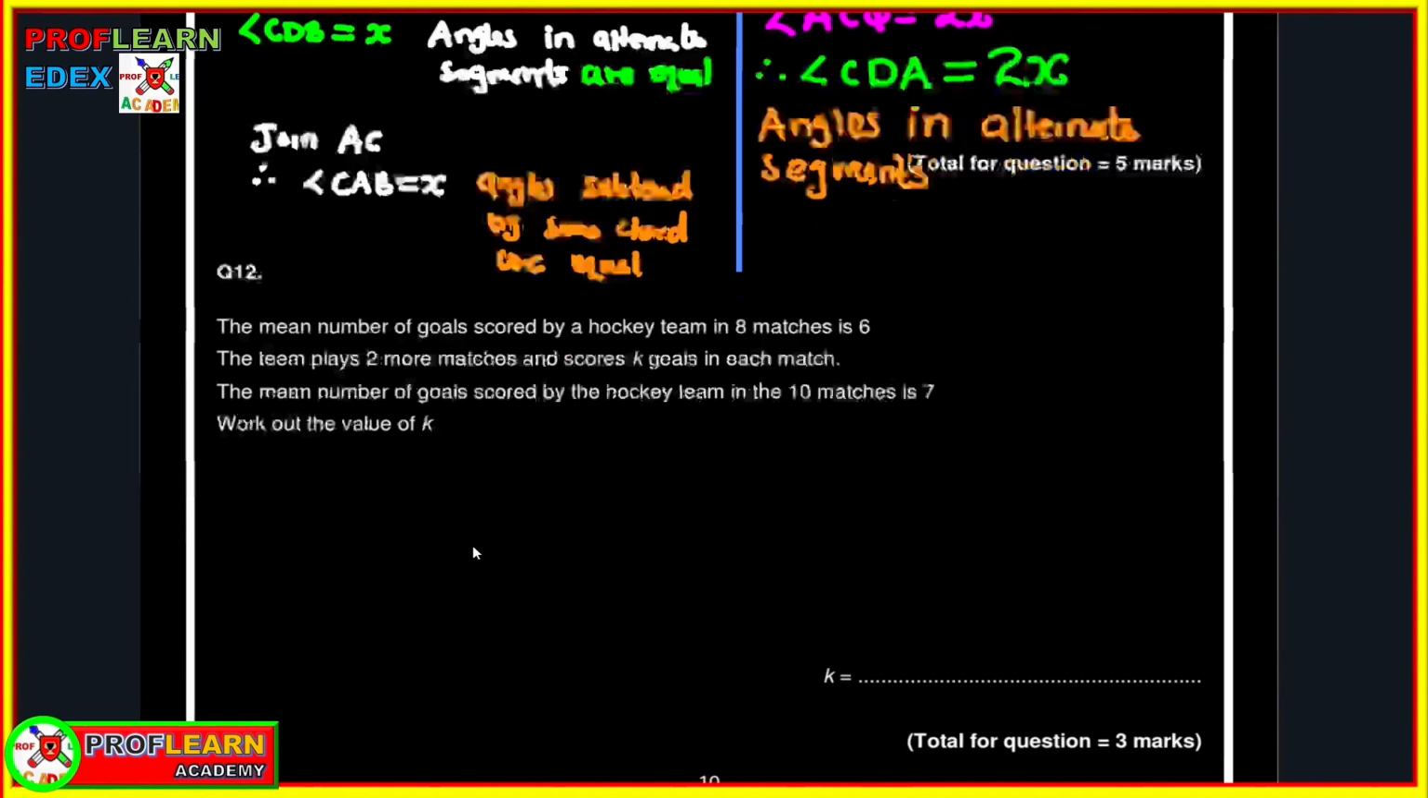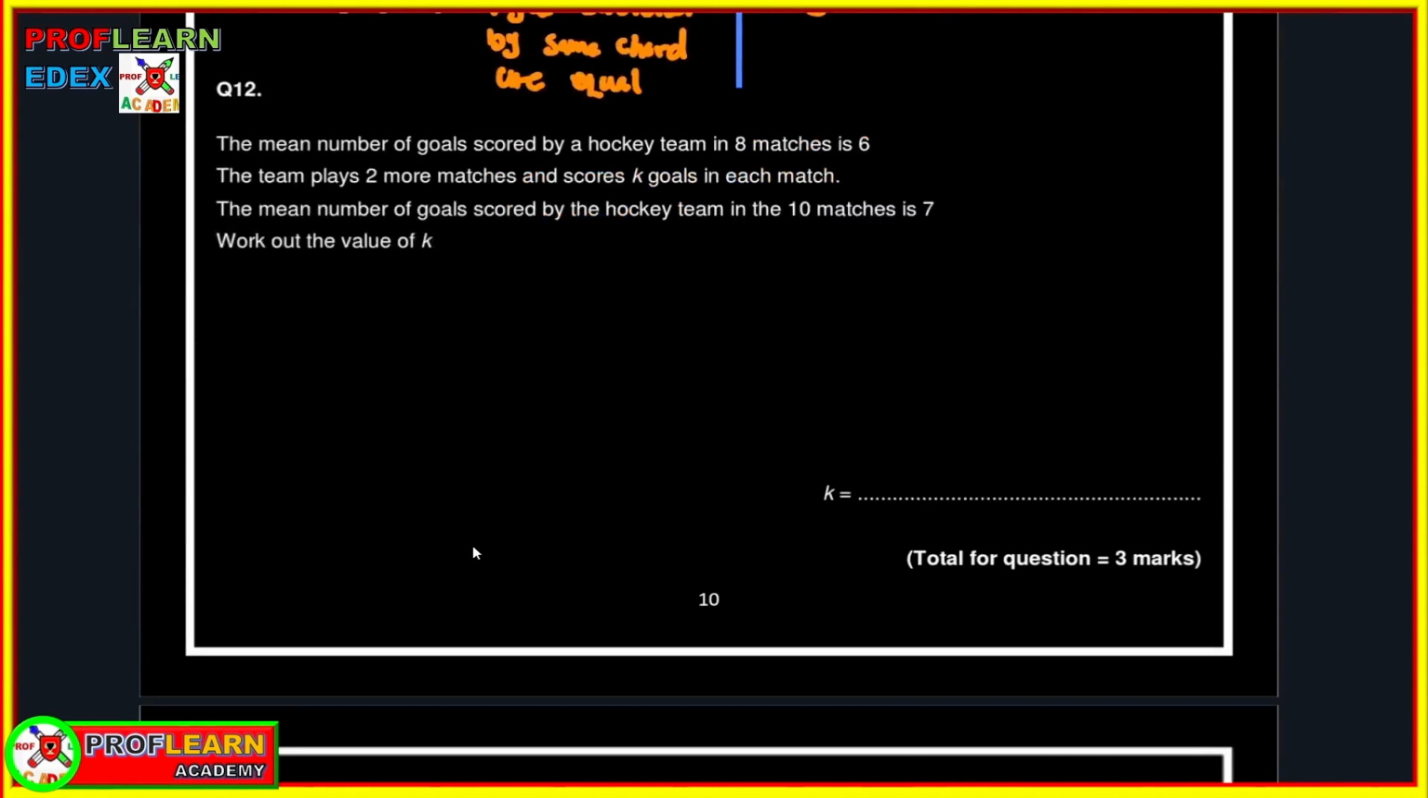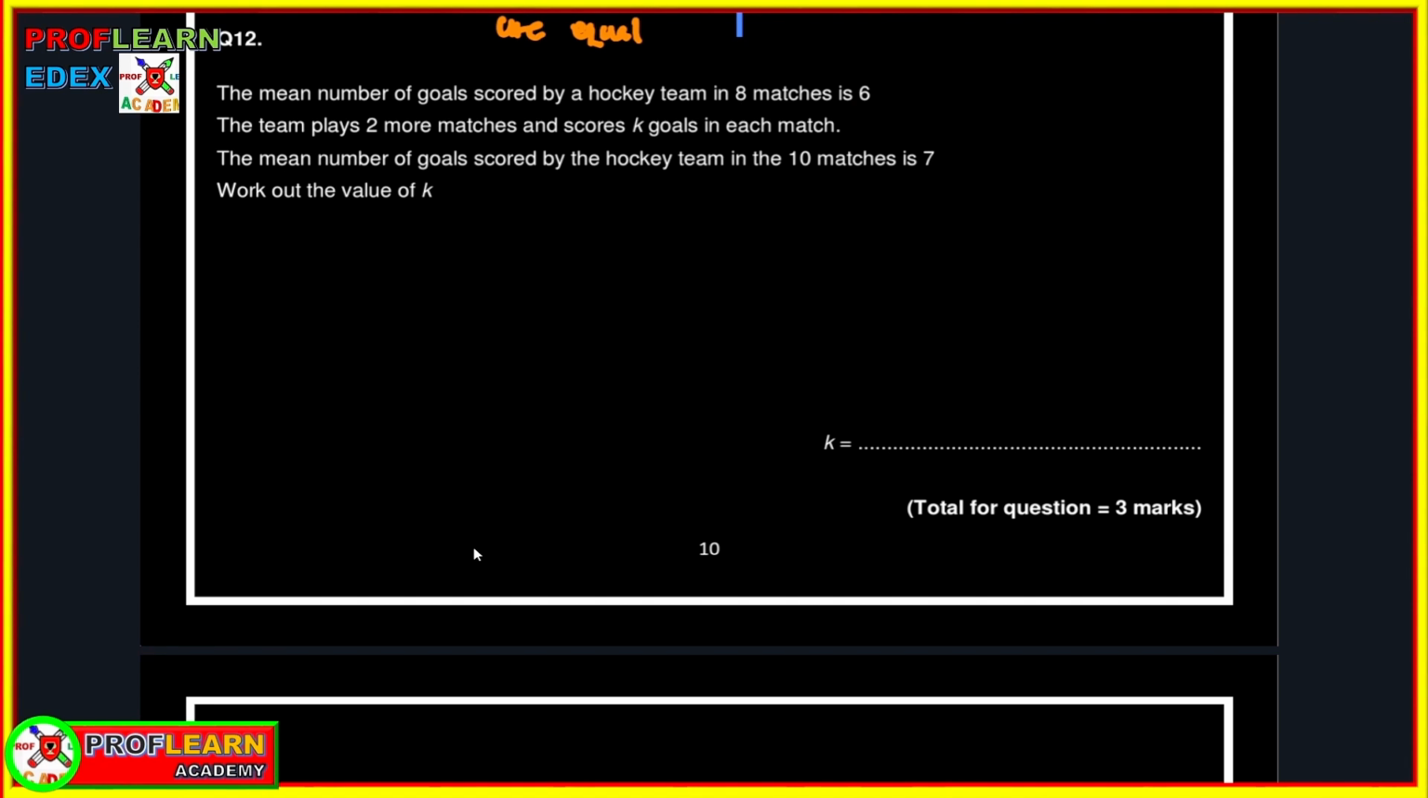In question number 12, we are told that the mean number of goals scored by a hockey team in 8 matches is 6. Then you see now, if you are given the mean, if you multiply by the number of matches, you will get the total number of goals that was scored, right? So we are told that the team plays two more matches, and scores k goals in each match, and the mean number of goals scored by the hockey team in the 10 matches is 7. We're supposed to work out the value of k.